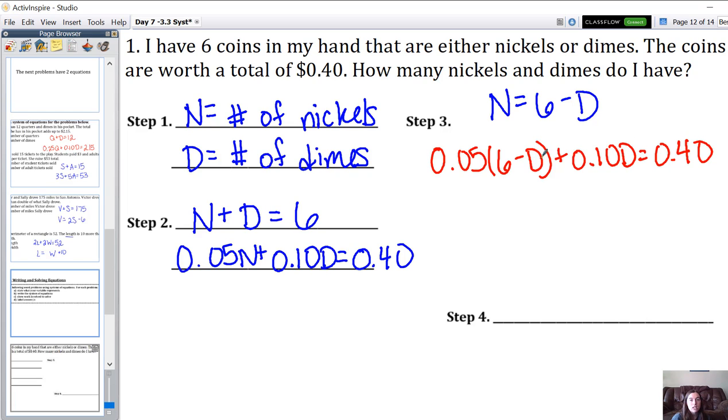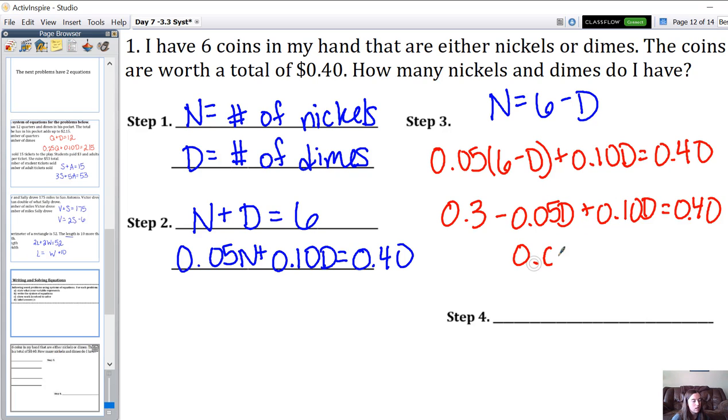And now the only variable that we have is D, so first we're going to be solving for the number of dimes, then we'll plug that back in to find the number of nickels. So first we need to distribute this 0.05 into our parentheses. When we distribute, we get 0.3 minus 0.05D plus 0.10D equals 0.40. Now I'm going to do 2 things at once. I'm going to combine like terms, combine the terms that have D, and I'm going to subtract that 0.3. So negative 0.05D plus 0.10D is 0.05D. And I'm subtracting this 0.3, so 0.4 minus 0.3 is 0.1. And then we would divide by 0.05, which is 2. So that means the number of dimes that we have is 2.